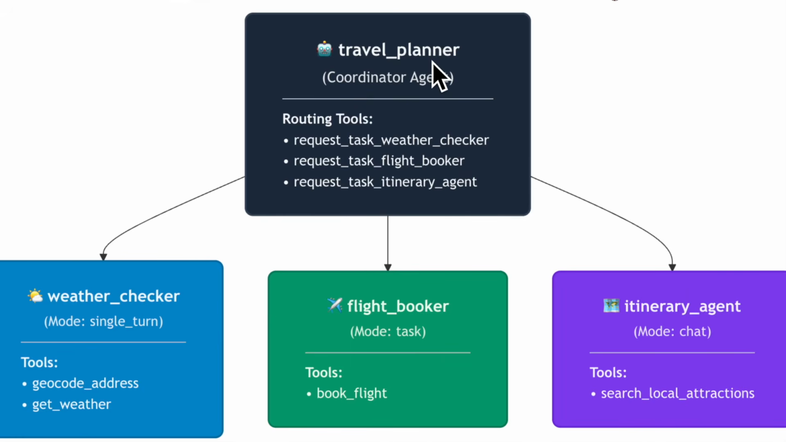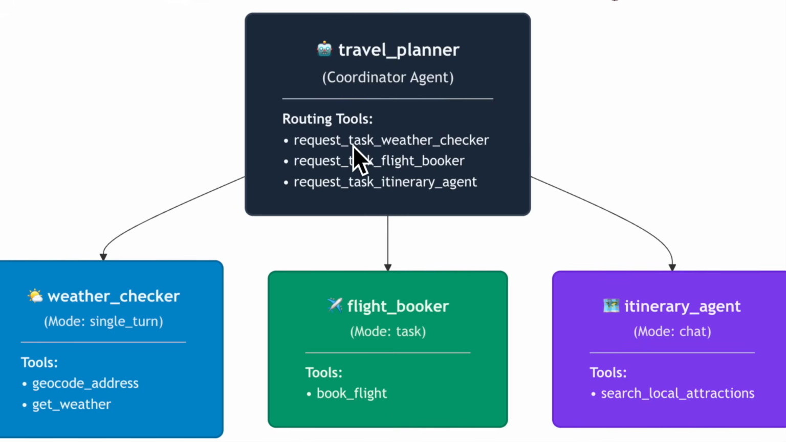So you might have a travel planner, which is a coordinator agent, and then you need to check the weather, you need to book a flight, and you need to check your itinerary. So ADK's approach to solve this is collaborative agent teams, which is a group of agents that work together with a coordinator agent over here to solve such complex tasks.